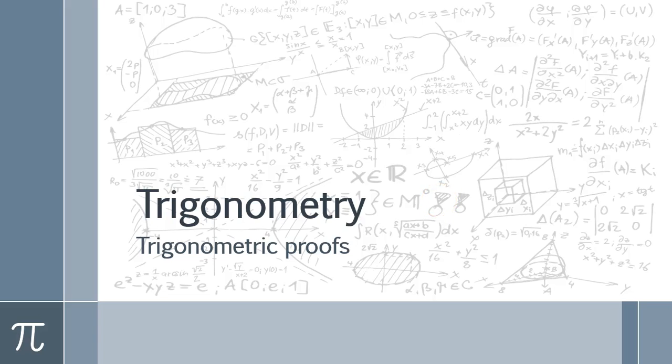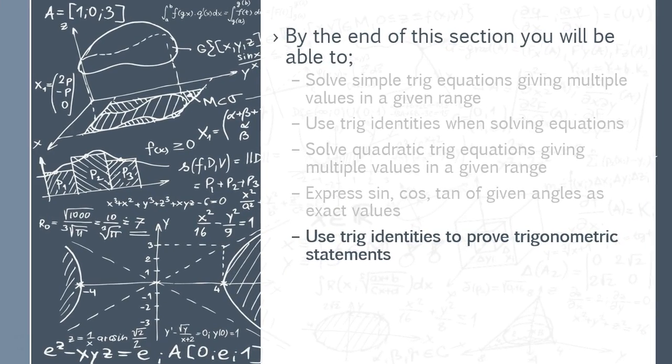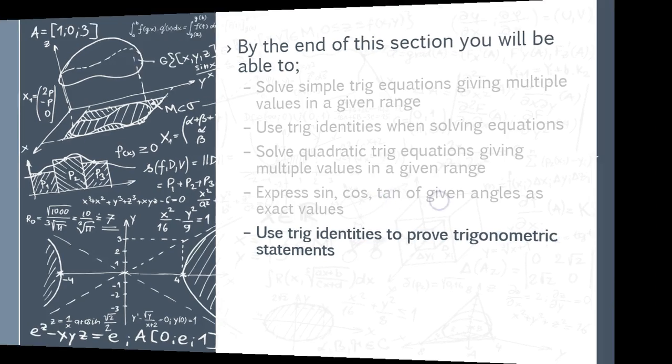Right, so this is the last video in this particular section on trig, although there's a shed load more trigonometry to do later on in the course. This is the last one in this particular section, and we're going to have a look at doing proofs with trig and using those trig identities that we saw in previous videos. So, here we go. We're going to use trig identities to prove trigonometric statements.